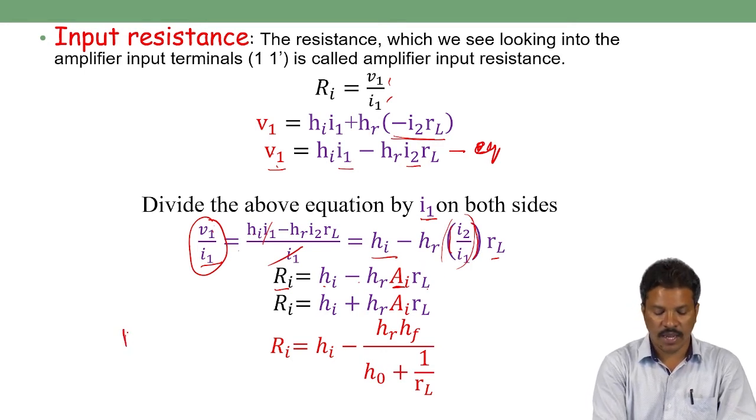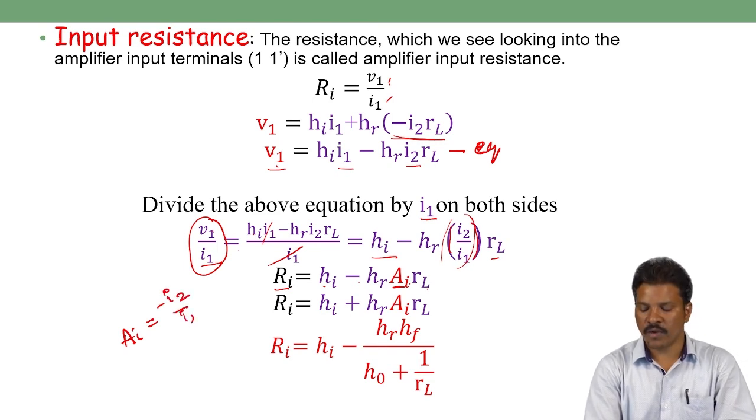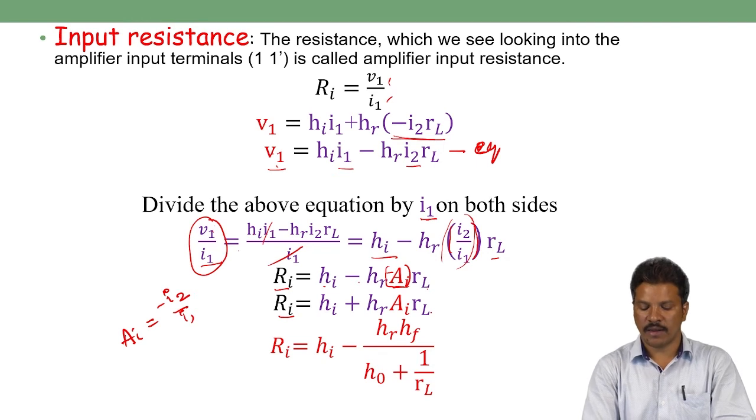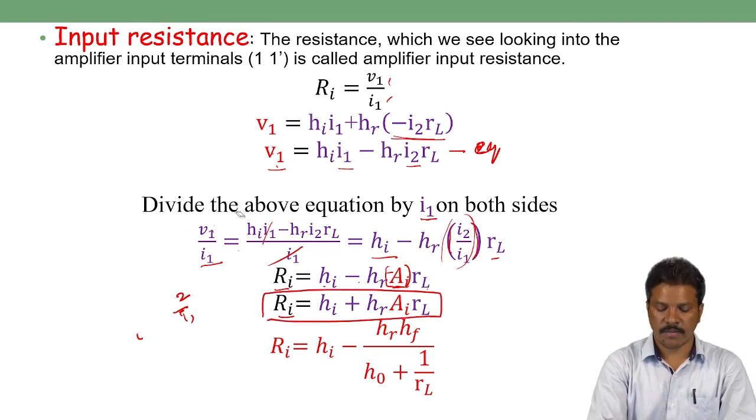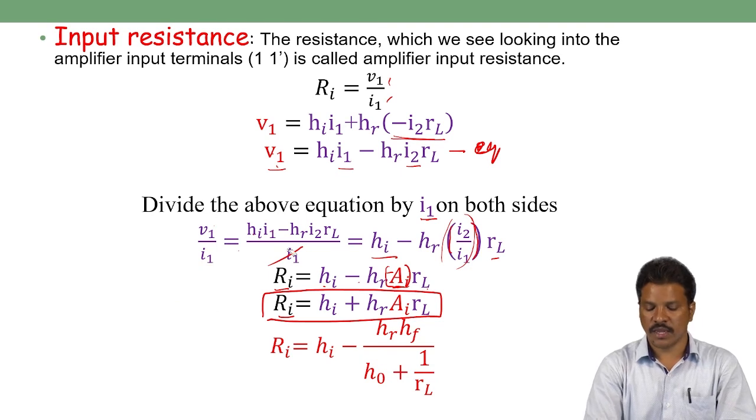Actually Ai is equal to minus I2 by I1. But here I2 by I1 can be represented as minus Ai, so minus of minus we get plus. So Ri is equal to Hi plus Hr Ai into RL. This is also one of the equations for input impedance. Sometimes this equation alone is enough to calculate the input impedance.